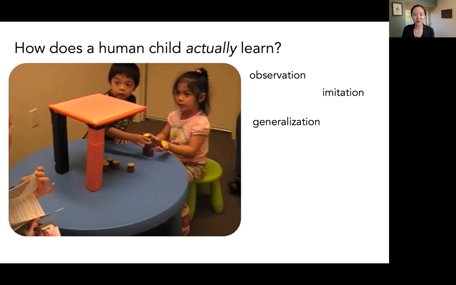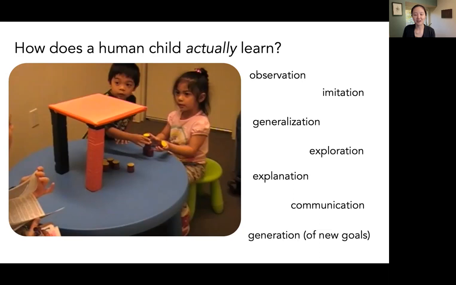And when things didn't go as expected, she started to explore all these other blickets to see if they stick as well. And the whole time she was trying to explain what she thinks is going on and why they're not working in a way that communicates a lot of these thoughts to the adults sitting in front of her. And in the end, what she does is to even generate a new goal of building a tower with these blickets with the help of her brother. So all of this is happening in parallel in less than a minute. So imagine what it means for a child to be doing this for a lifetime.